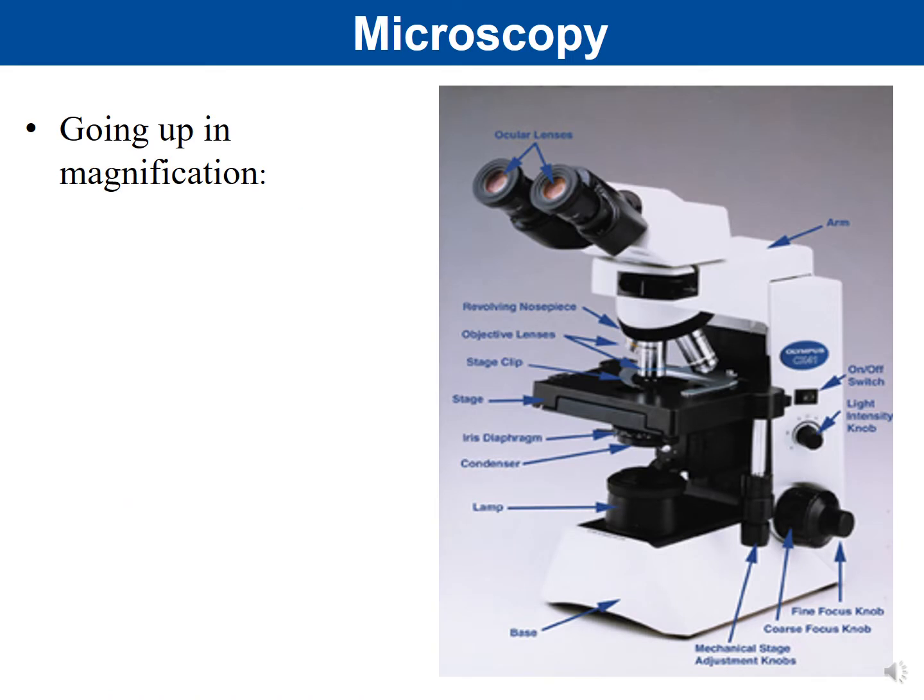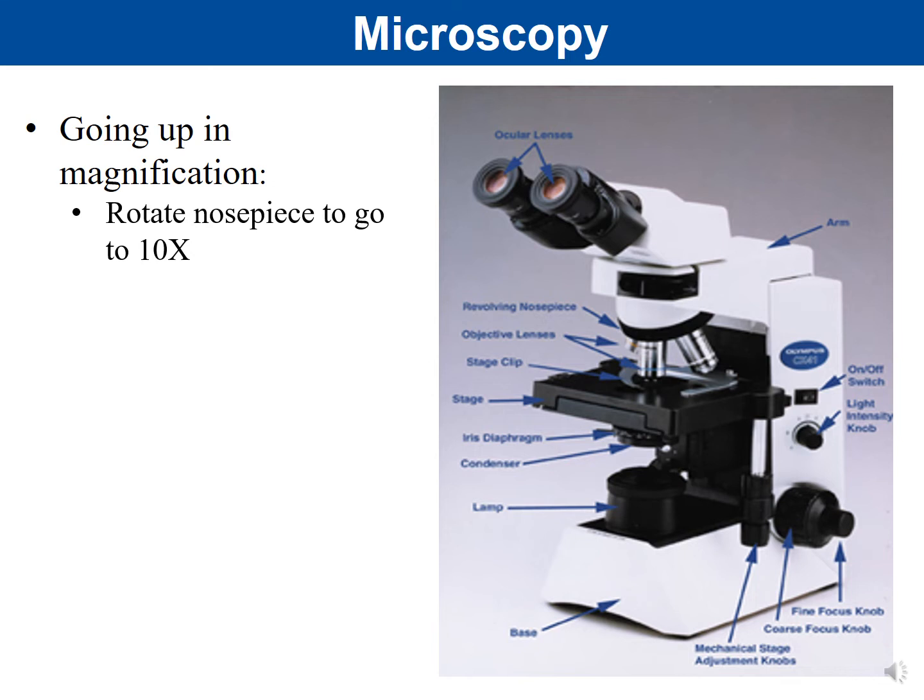So now, we've focused on our slide using our lowest magnification. So our total magnification would be 40x. We're using our 4x objective, but we might want to go up a magnification, meaning we want to magnify the image more so it makes it easier to see. So when we go up a magnification, there's a few things that we need to do.